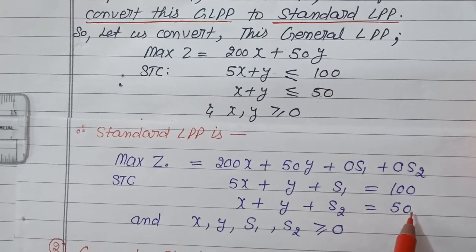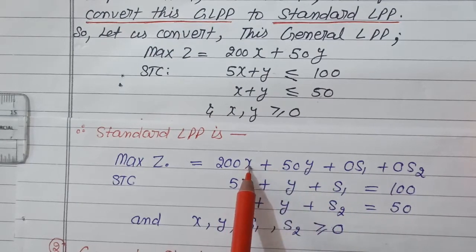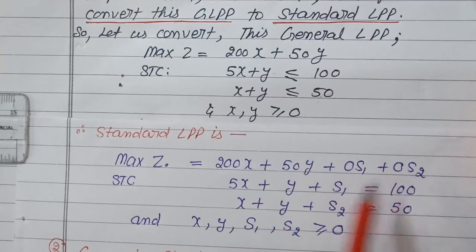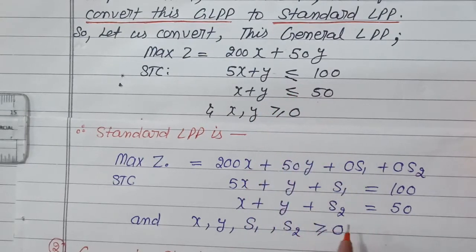Now you will see that in this standard LPP we now have four variables, x, y, s1 and s2. All these variables are greater than or equal to 0. So we have converted this general LPP to standard LPP, and now this standard LPP is ready for the solution, and we will solve this using the simplex method.